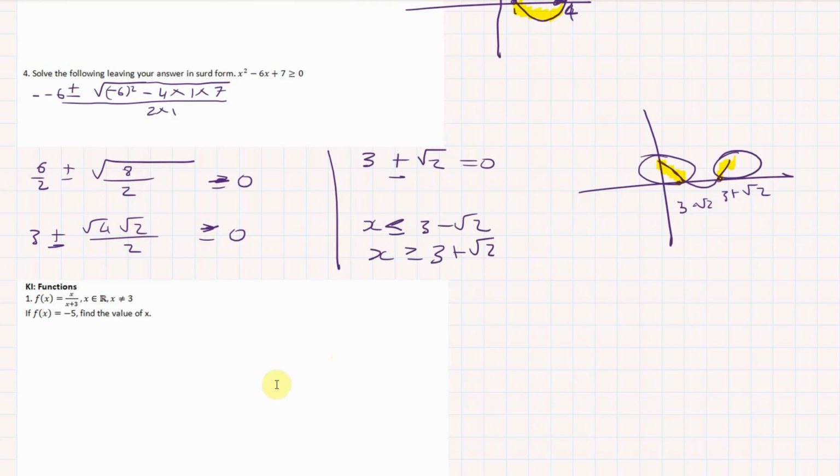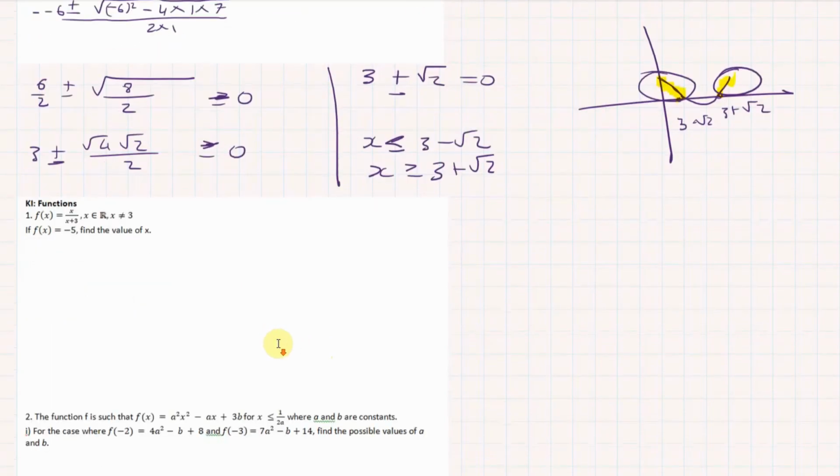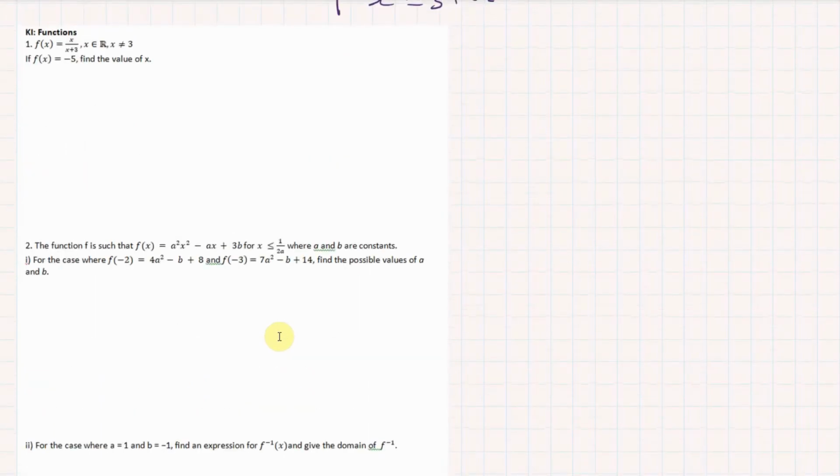Okay, so hopefully that makes sense. Moving on to the functions questions now. Okay, so we've got f(x), we've been given it's x over x plus 3. We are given a domain, so we're allowed x as a member of the set of real numbers, but it's not allowed to be 3.